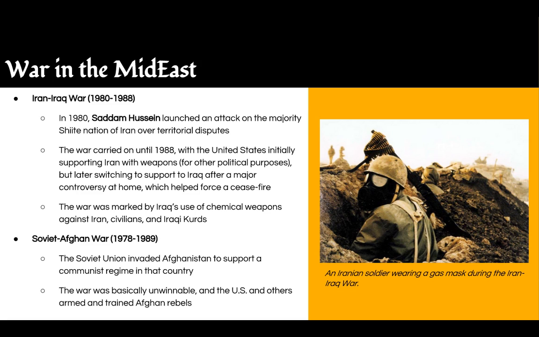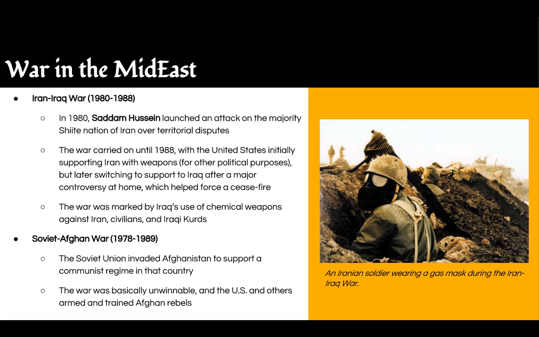So in 1979, Saddam Hussein comes to power in Iraq. And shortly thereafter, the majority Sunni state of Iraq, led by Saddam Hussein, launches an attack on the majority Shia nation of Iran over territorial disputes. The goal of what Saddam Hussein wanted to do was to topple the new Islamic government of Iran, which, as you learned in your last video, had taken over power from the Shah and put Ayatollah Khomeini in power. And so Saddam Hussein launches this attack, and it's going to be a war that actually carries on until 1988.